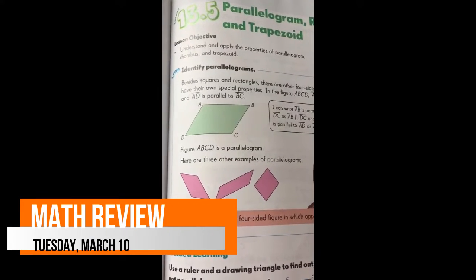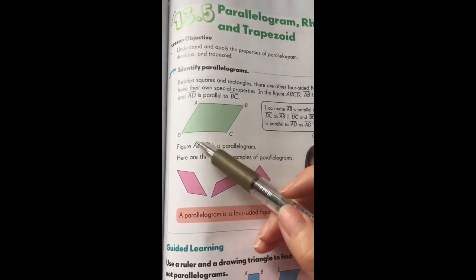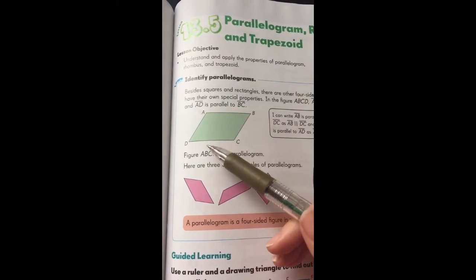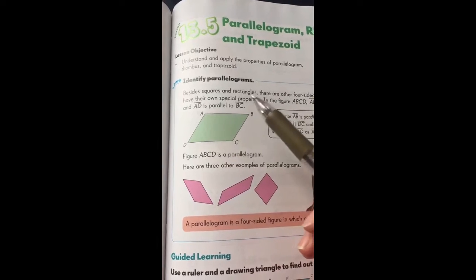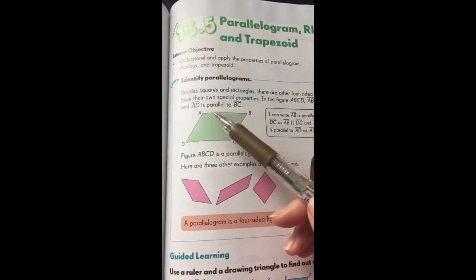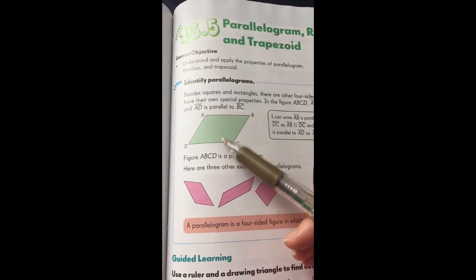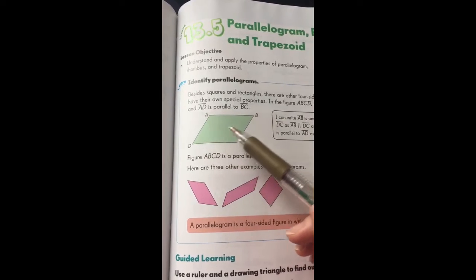Hey, 5th grade. In the last lesson, in your video yesterday, you learned about parallelogram. I'm sure you have learned the important properties of parallelogram and rhombus. They include the opposite sides are parallel to each other. So AB is parallel to DC and AD is parallel to BC.